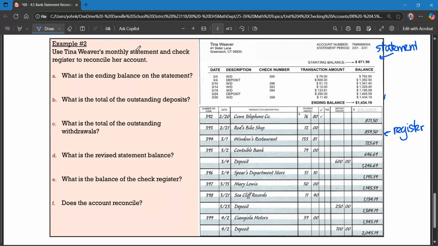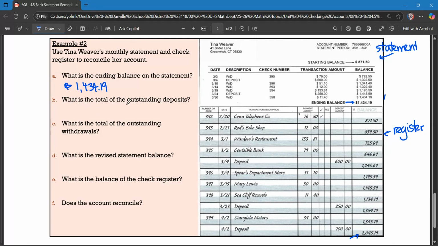Directions say to use Tina Weaver's monthly statement and check register to reconcile her account. So right now, our statement says that we have $1,434.19. But our check register says we have $2,045.19. So we need to make sure that nobody missed anything and that everything's accounted for. So part A says, what is the ending balance on the statement? So the ending balance on the statement, $1,434.19.